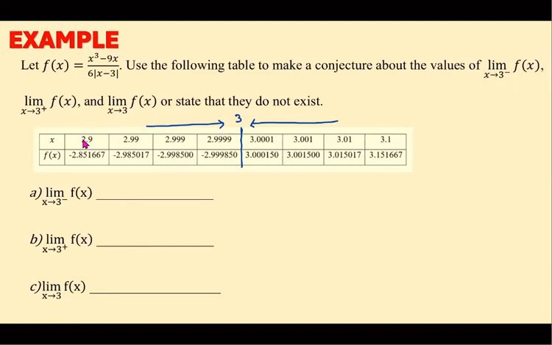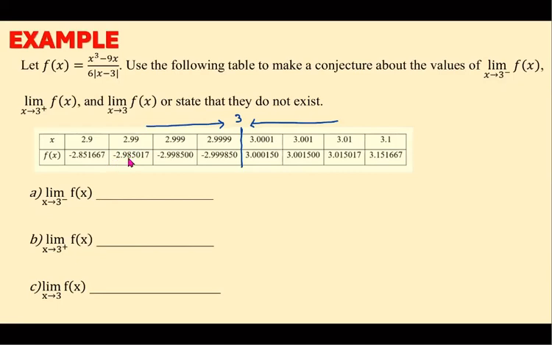So if you plug in 2.9 into this function, like 2.9 cubed minus 9 times 2.9 over 6 times the absolute value of 2.9 minus 3, we get this one. So that is how those numbers are calculated. So if you look at this table carefully, as we approach closer and closer to 3, the function values are changing. Like we have negative 2.85, 1, 6, 6, 7.